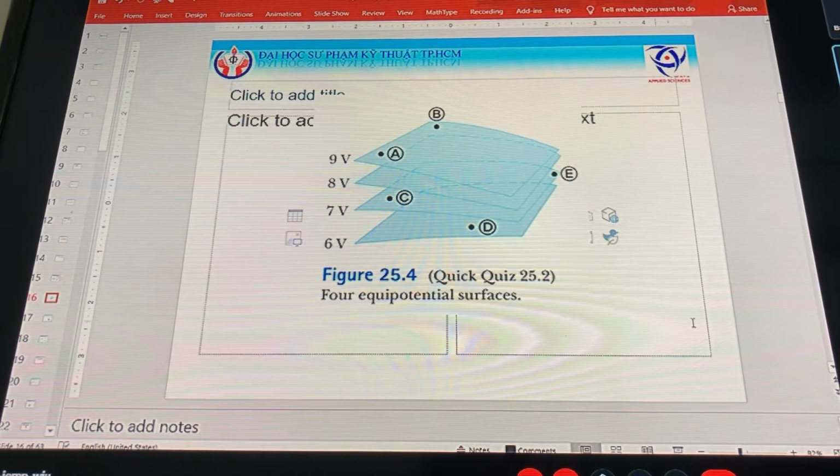Just another question in English. How is the electric field in this area? Does the electric field have the direction upwards or downwards? Can you answer me that? Up or down? When you can answer that, you understand it a little bit.